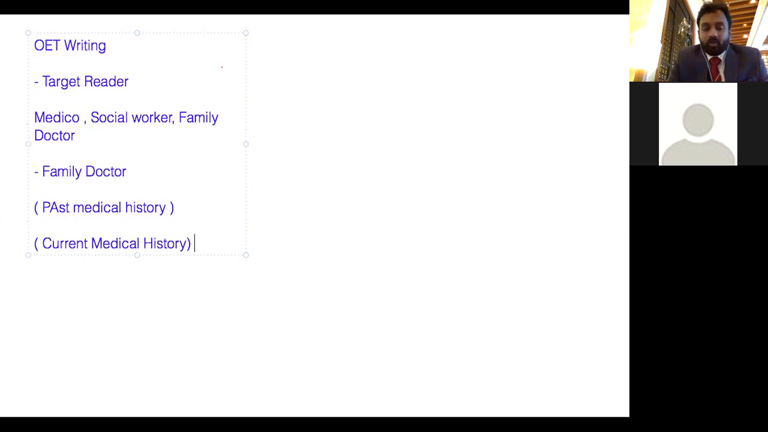So if you're writing to a family doctor, you will exclude the past medical history. But if you're writing on behalf of someone to a doctor who does not know the patient, at that point you will definitely involve both the past and the current medical history. Otherwise, if you're writing to a family doctor, only the current medical history, which means when the patient was there with you in the hospital, whatever the condition of the patient was and what kind of progress he has gone through, all that progress you'll try to involve in this letter.